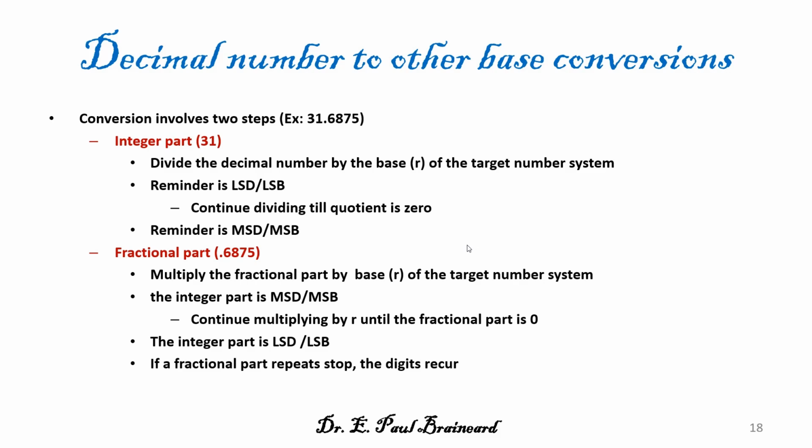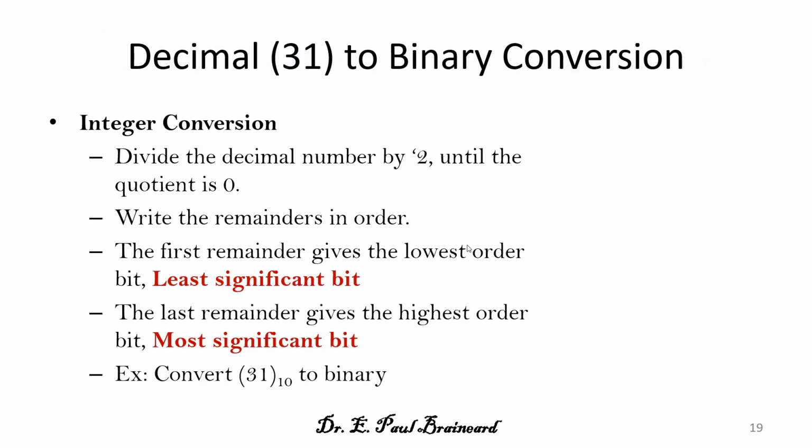Let's convert the decimal number 31 to binary. Divide 31 with the base of the target system, which is 2 here. If I divide 31 with 2, 15 is the quotient and 1 is the remainder. Repeat the process. Divide 15 with 2. Quotient 7, remainder 1. Now the quotient is 1. Divide one more time. Quotient becomes 0 and remainder is 1.